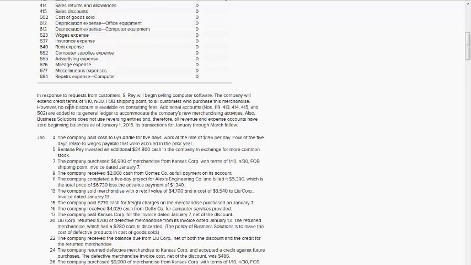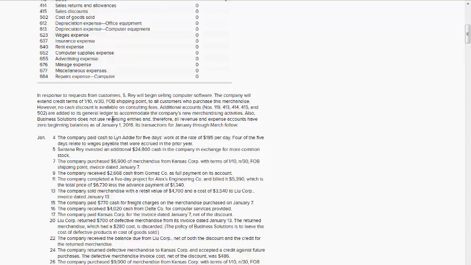The company will extend credit terms of 1/10, n/30, FOB shipping point. If you forgot what terms mean, you can go back to chapter 4 and it will explain that in your reading. This applies to all customers who purchase this merchandise. However, no cash discount is available on consulting fees, so their services. Additional accounts 119, 413, 414, 415, and 502 are added to its general ledger to accommodate the company's new merchandising activities. Also, Business Solutions does not use reversing entries.